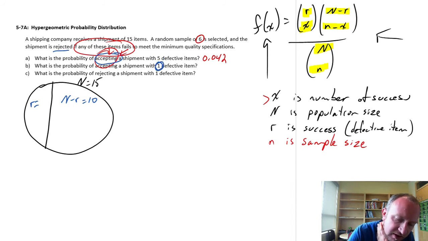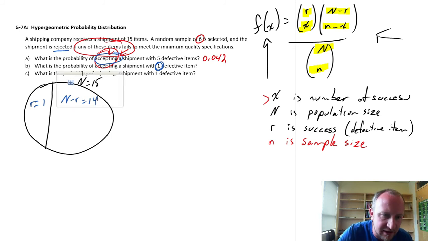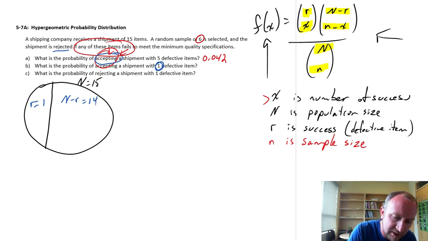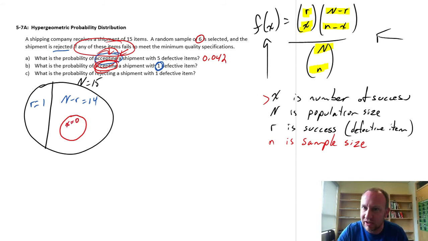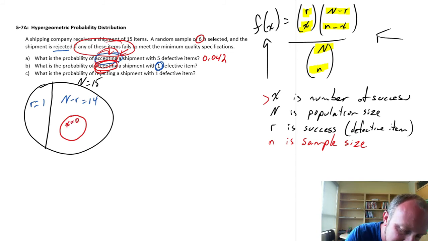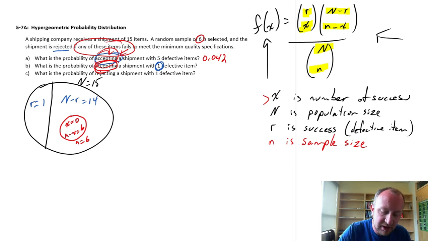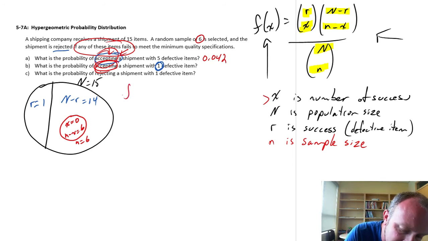So now we're looking here. The 1 defective item, r is equal to 1, so n minus r is equal to 14. Now again, I take a sample of size 6, and I'm going to accept it, which means that x is equal to 0. There are no defective items in this sample, and so n minus x is equal to 6. This is still a sample of size 6. So we go through the same calculation again.